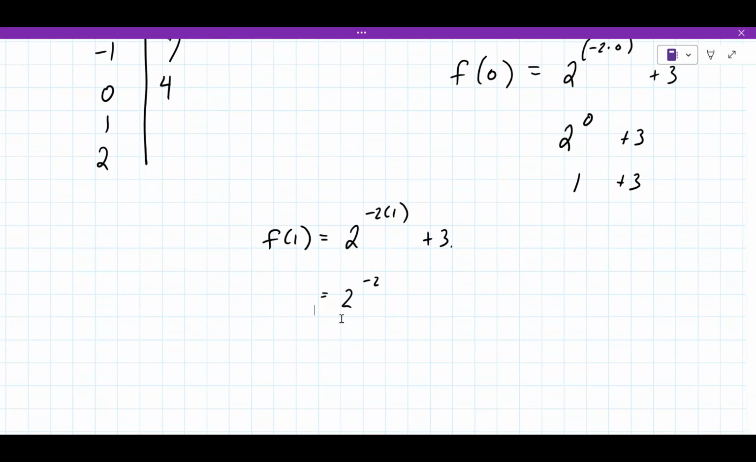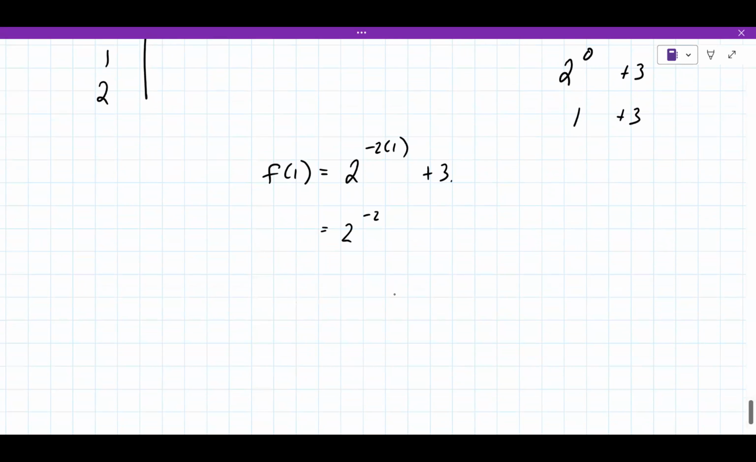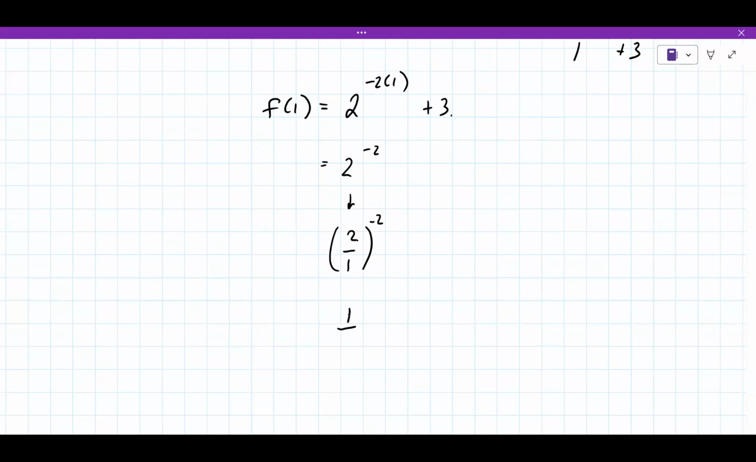1/4. Yeah, good. Now here's how it becomes a fraction. 2 is really 2 divided by 1. Right. The negative exponent means to flip what's inside. So this becomes 1/2 to the power of 2.